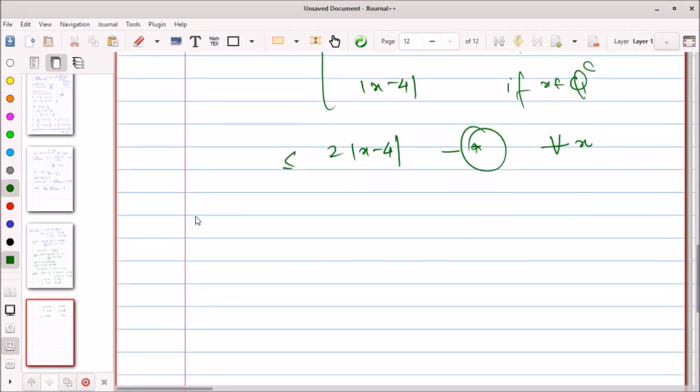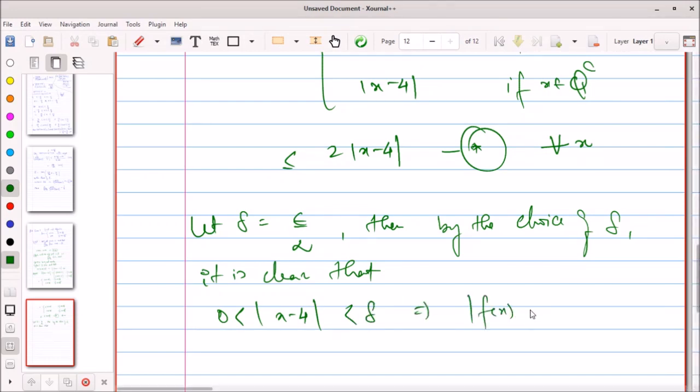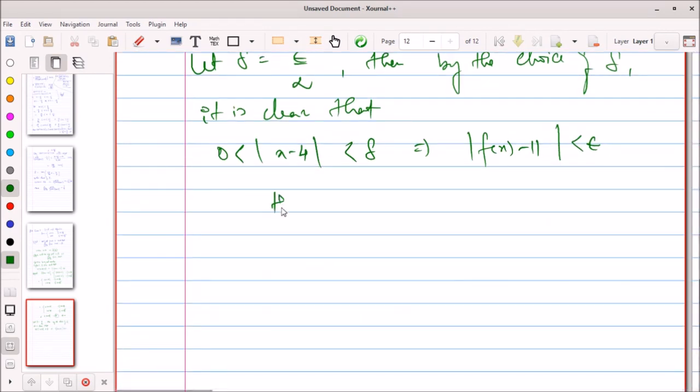So let delta equal to epsilon by 2. Then by the choice of delta it is clear that 0 less than |x minus 4| less than delta implies |f(x) minus 11| is less than epsilon. Hence, the limit as x tends to 4 of f(x) is equal to 11. So this we have shown.